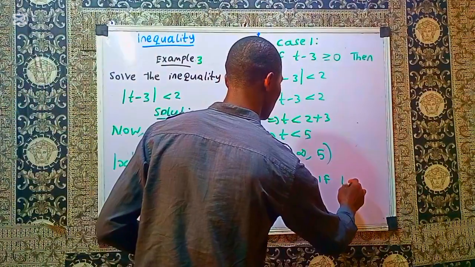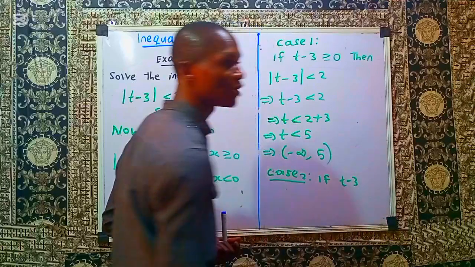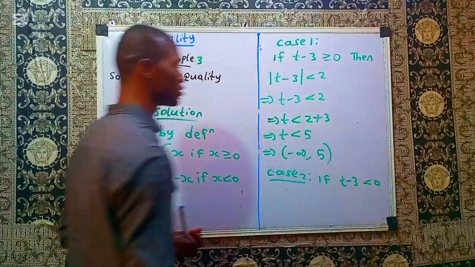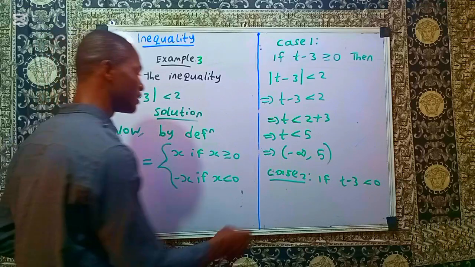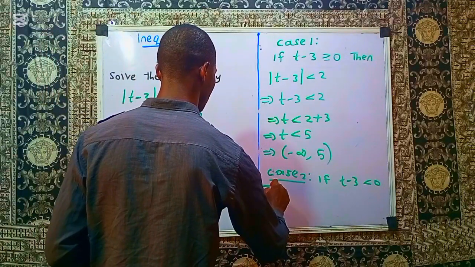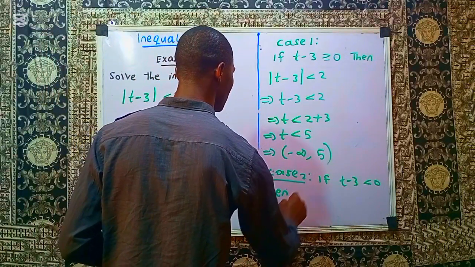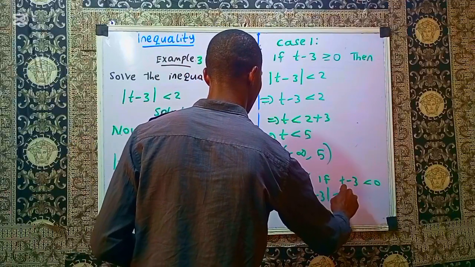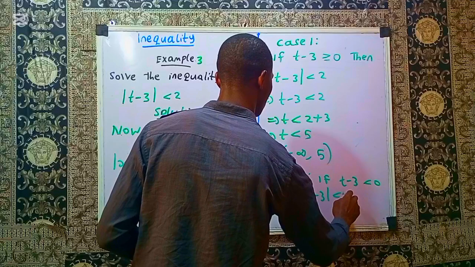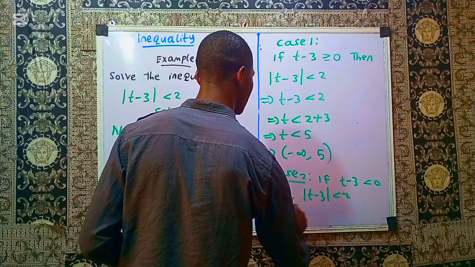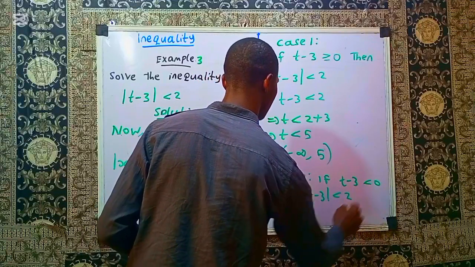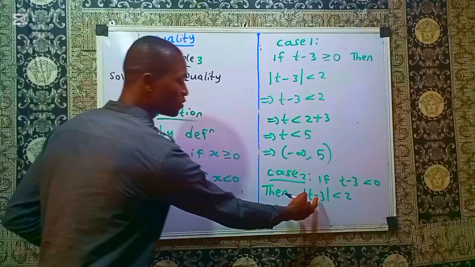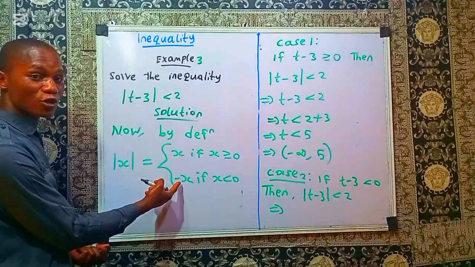So if t minus 3 is negative, how do we say that something is negative? You say that it's less than 0. If t minus 3 is less than 0, then what does this tell us? It tells us that the absolute value of t minus 3 less than 2 will mean the same thing as, because if this quantity is less than 0, by definition, then the absolute value of t minus 3 will be minus of it.